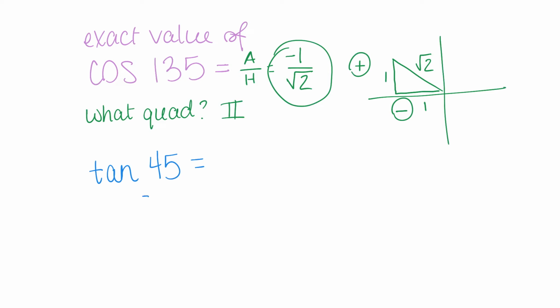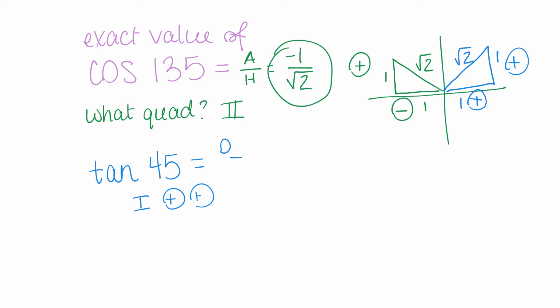You ask yourself what quadrant. It's in quadrant 1, which means you've got 2 positive values. You have a positive x in quadrant 1 and a positive y. So here's 45. Again, 1, 1, and root 2. Tangent is opposite over adjacent. So you're going to say opposite is 1, adjacent is 1. The exact value of the tangent of 45 is 1. All right, makes sense. I hope that works for you.